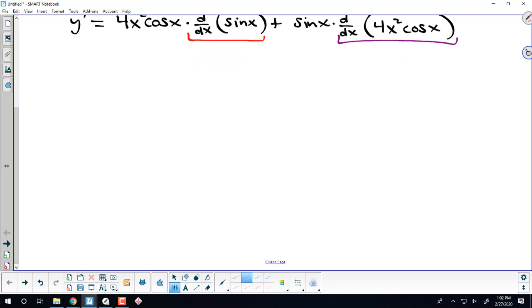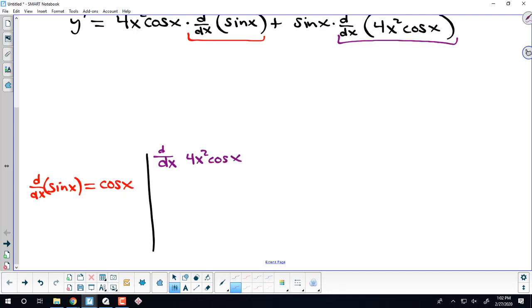So the derivative of sine is what? Derivative of sine is cosine. So that's going to go there. And the derivative of this thing, 4x squared cosine x, that's another product rule. So to take that derivative, we're going to do first times the derivative of the second plus the second times the derivative of the first, which is the derivative of 4x squared.